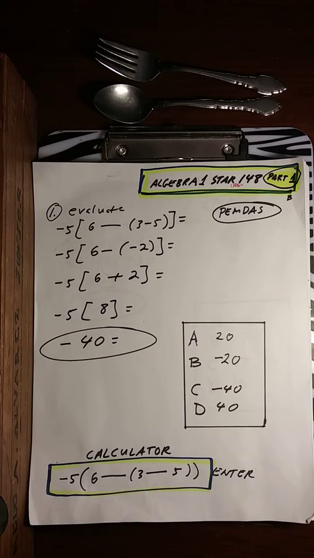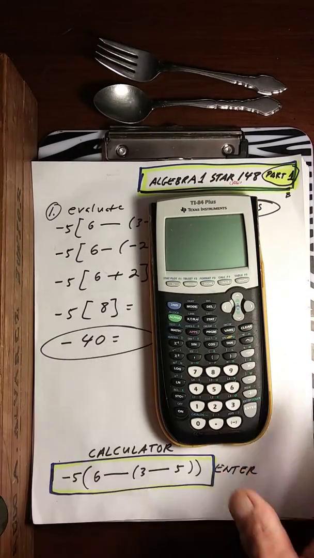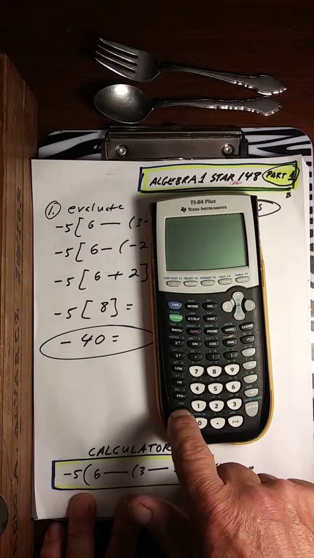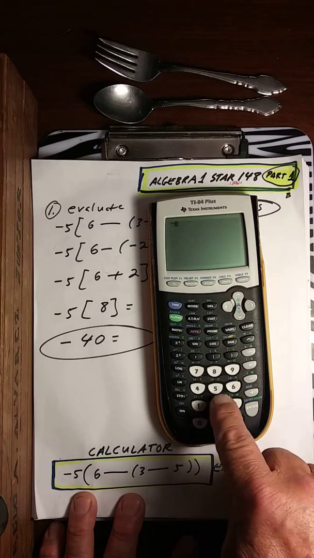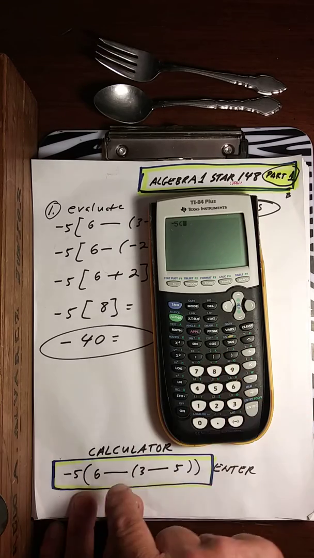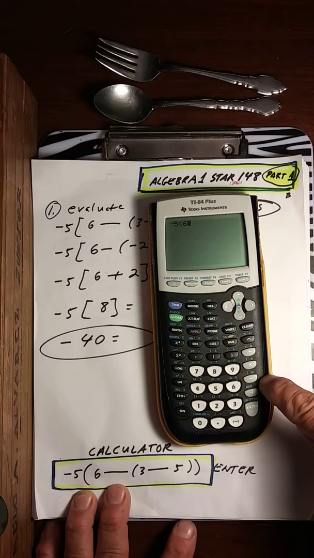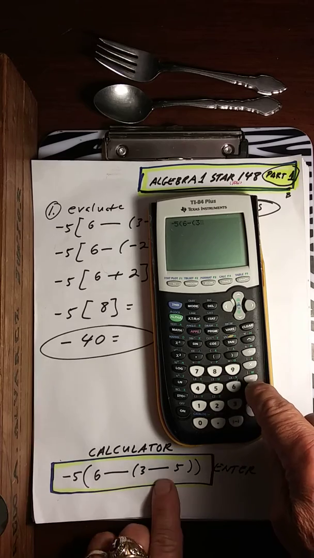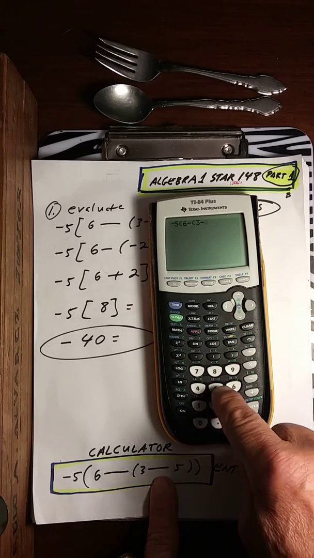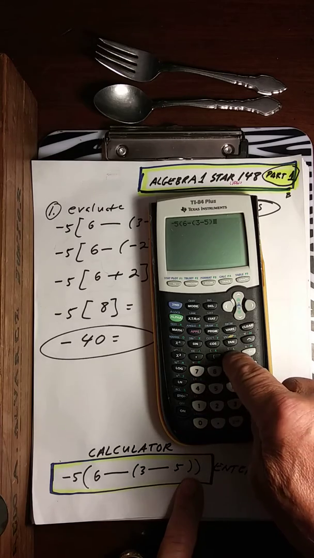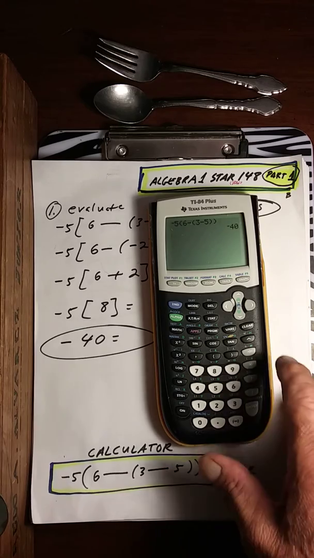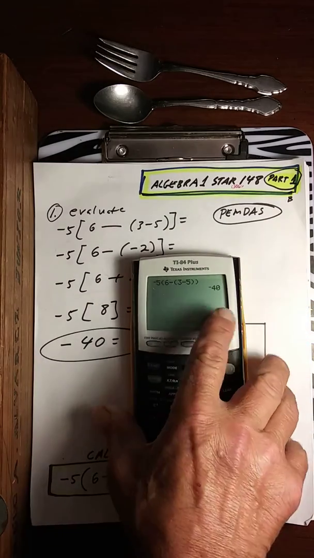Or we can use a calculator. Let's do that. Here we go. Here's a TI graphing calculator. Let's use that one. So we're going to put in the numbers, hit on. It's going to be negative 5 parentheses 6 big minus sign parentheses 3 big minus sign 5 and then close it. Now once you do that, go ahead and hit enter. We got same answer, negative 40.